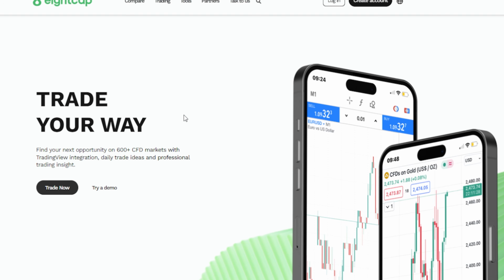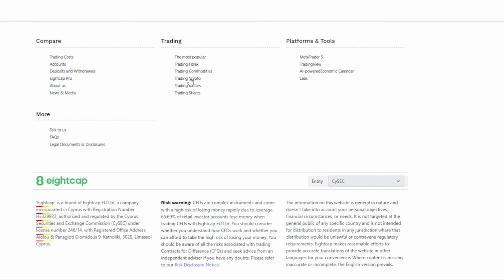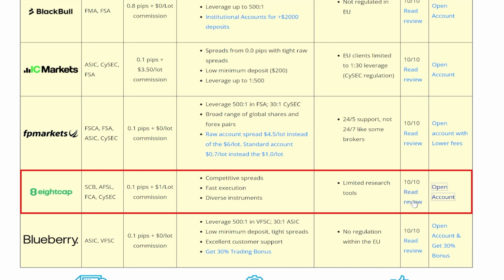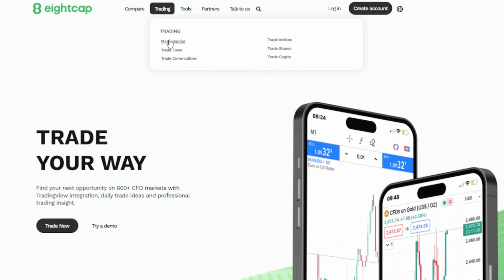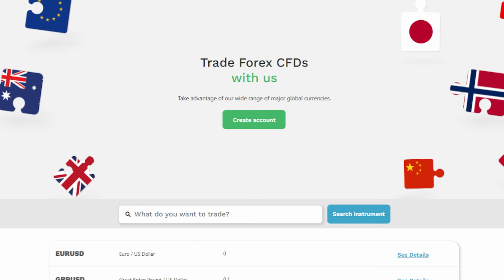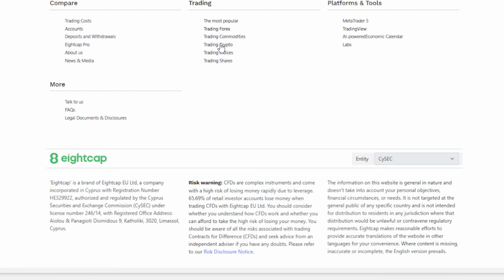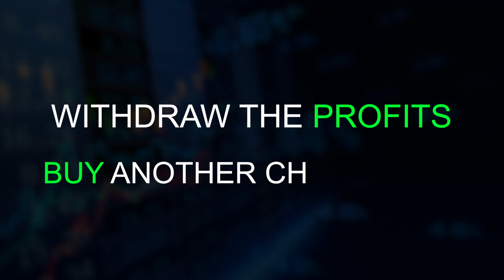And I will be using Eightcap for my live account. It's one of the best brokers we use in the Academy. Let's just take a quick look at their website. On our trusted brokers page, we've got the Eightcap here. So there's a review I'd encourage you to check out. In order to use the Prop EA, you really do need a broker with low fees and spreads so that the maths will work well. And you also always have to make sure that the broker is regulated. This is very important to make sure you're going to be able to withdraw your profits if the account fails and use this to buy another challenge.